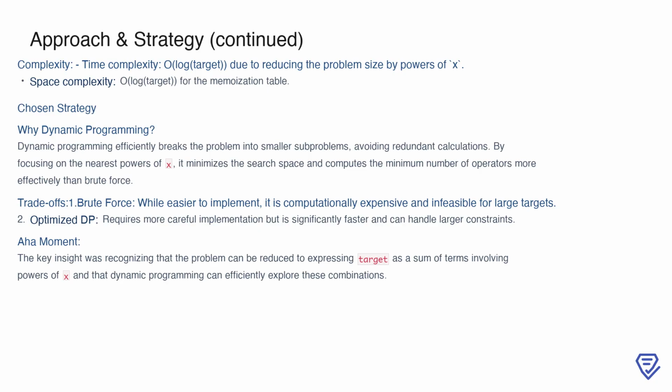Comparing this to brute force, the trade-offs become clear. While brute force is simpler to implement, it's computationally expensive and doesn't scale well for larger targets. On the other hand, the optimized dynamic programming approach, while requiring more careful implementation, is far faster and capable of handling much larger constraints. The breakthrough insight here was recognizing that this problem could be reframed as expressing the target as a sum of terms involving powers of x, which dynamic programming is well suited to handle.